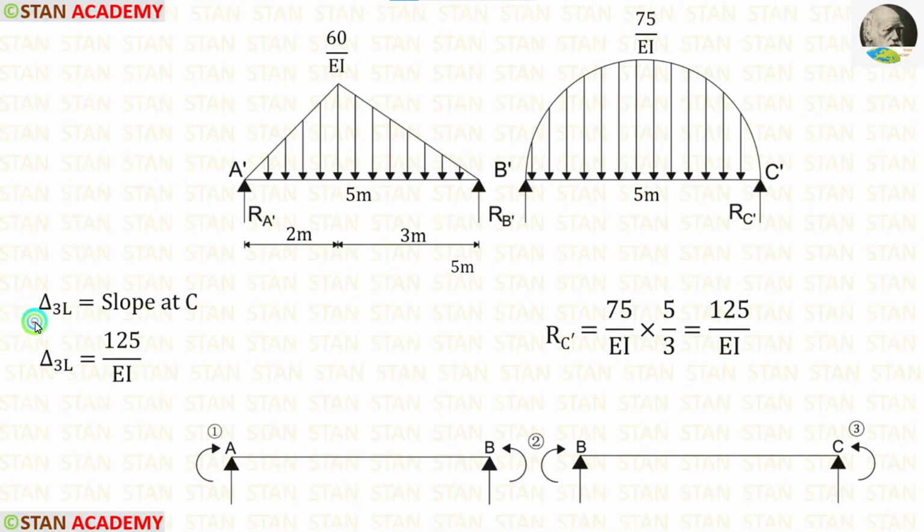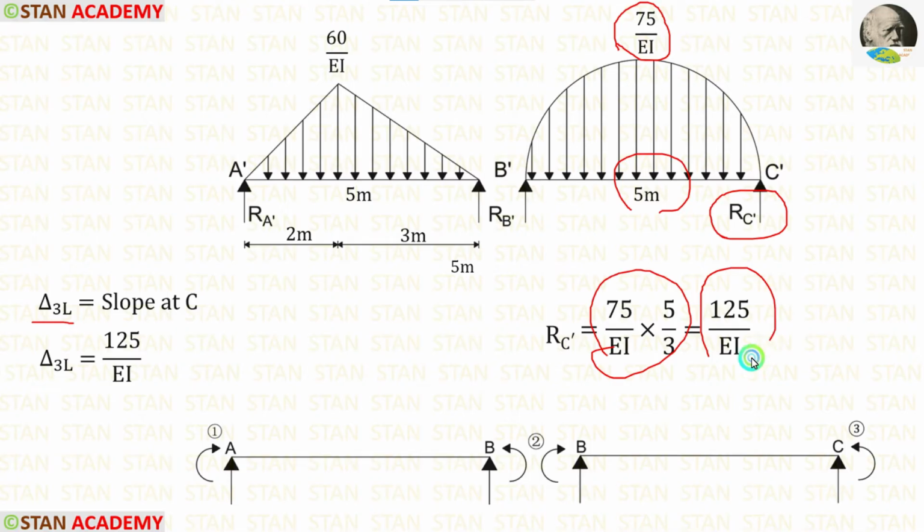Now let us calculate delta 3L. For that, we have to find RC dash. We have already seen the formula for the reaction, WL upon 3. Here W is 75 upon EI, L is 5. When we apply the values inside the formula, we are getting 125 upon EI.